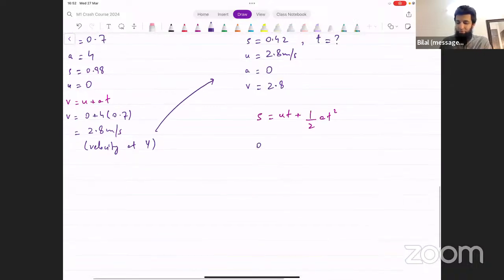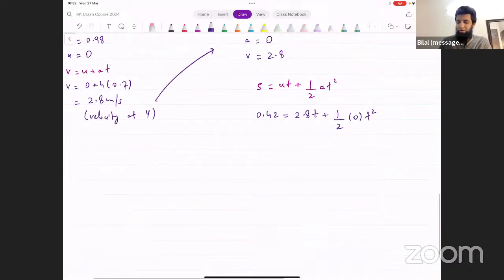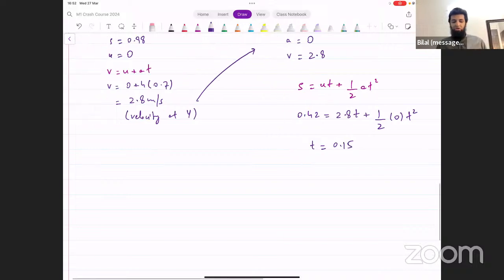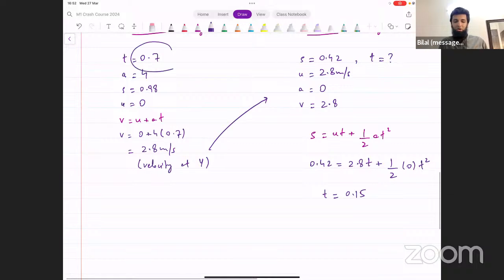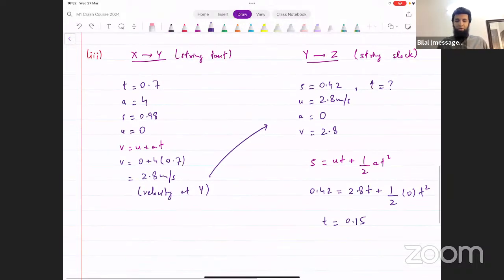s is 0.42, u is 2.8, into t, plus half into a, which is 0, into t squared. And t equals 0.42 divided by 2.8. That's giving me 0.15 seconds. So the first part of the journey took 0.7 seconds. The second part of the journey took 0.15 seconds.